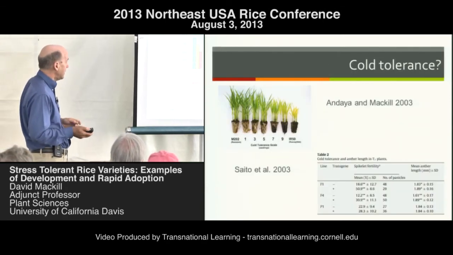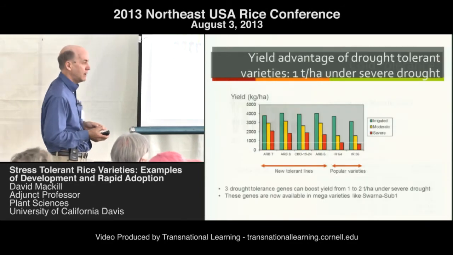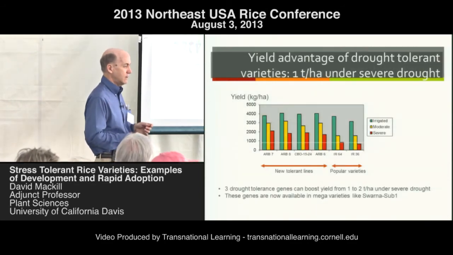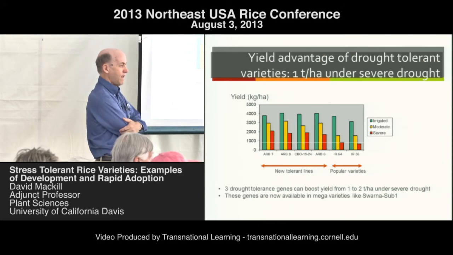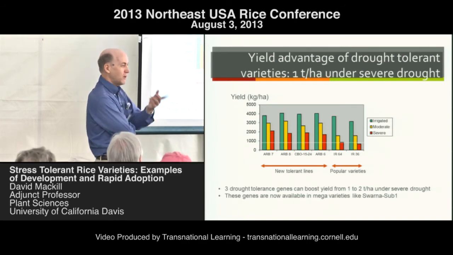Excuse me, yes? What is the mechanism with the drought tolerance? Because I think if there's no water, they can't grow. Do they also hold their breath until the drought is over? Or? That's a more difficult question.